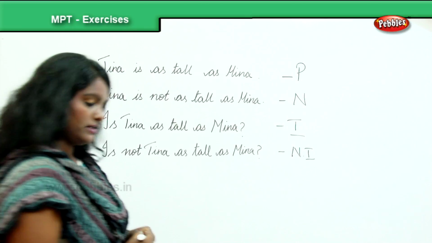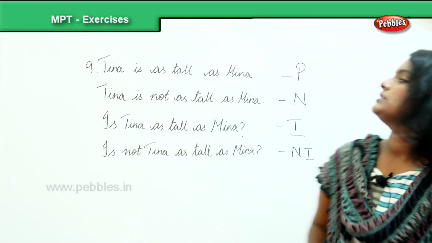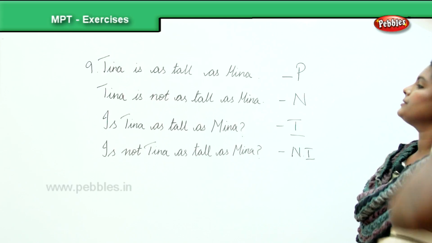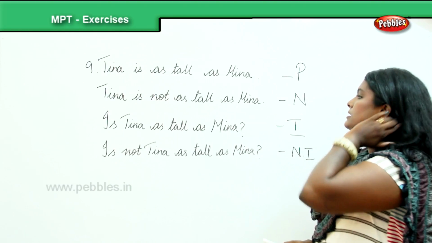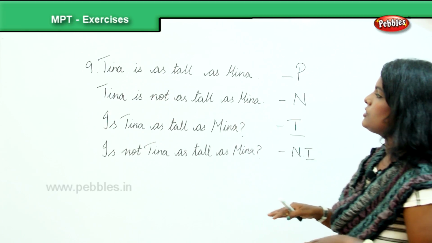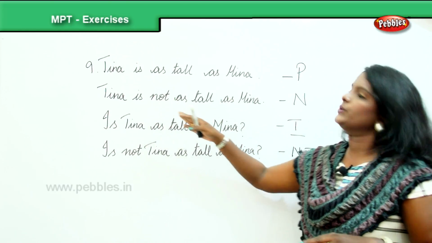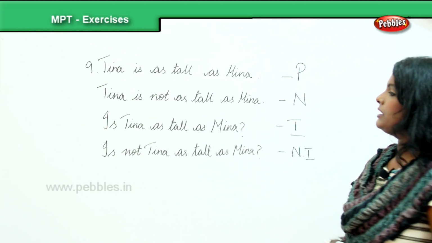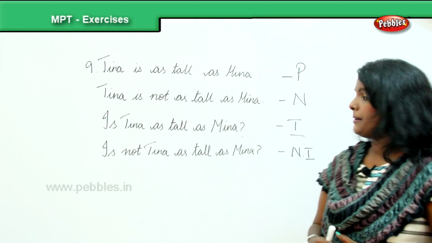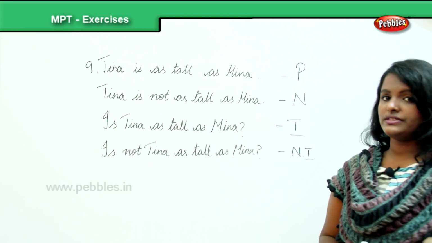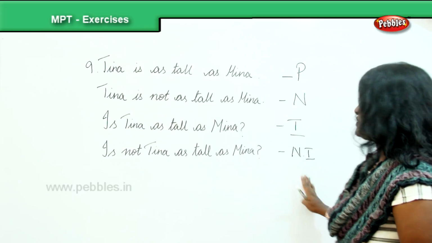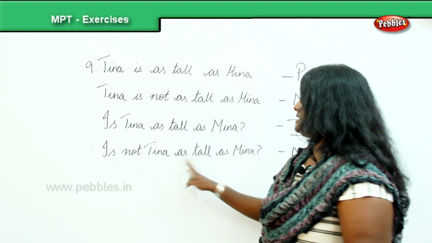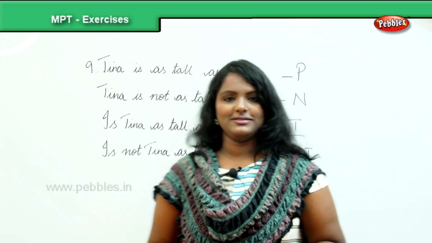Let's go through these 4 sentences once again. Tina is as tall as Meena is a positive sentence with simple present tense. Tina is not as tall as Meena. I have added a not to it. That's a negative form. Is Tina as tall as Meena is the interrogative sentence. And when I add a not here, it becomes negative interrogative. Is not Tina as tall as Meena? Let's move on to the next example.